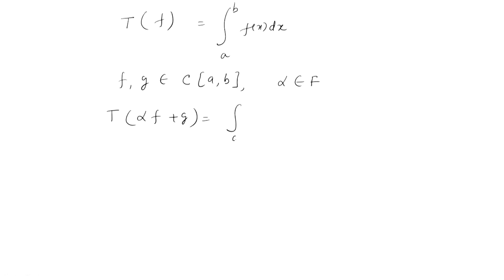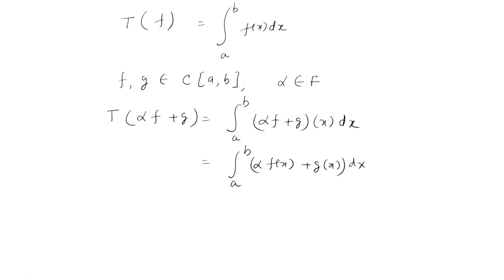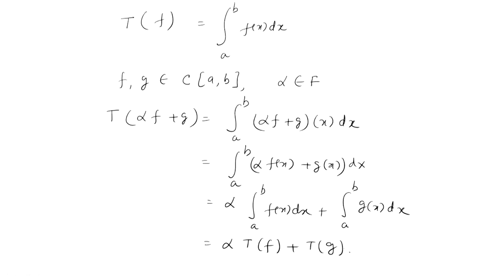that will be equal to the integral from a to b of (alpha f plus g)(x) dx, which is equal to the integral from a to b of (alpha f(x) plus g(x)) dx, and which is equal to alpha times the integral from a to b of f(x) dx plus the integral from a to b of g(x) dx, and this is equal to alpha times T of f plus T of g. So, we have shown that this property holds for every f and g in the set of continuous functions in the closed interval a to b and alpha belonging to the field. This means this map is a linear map.